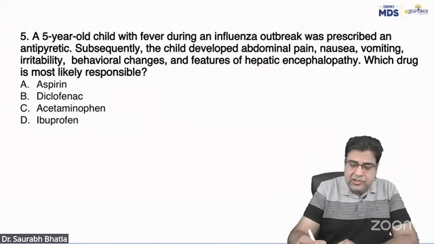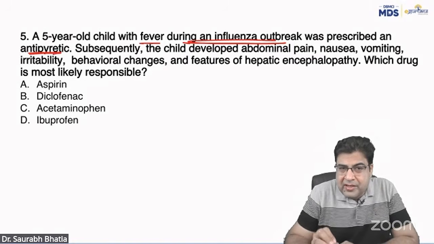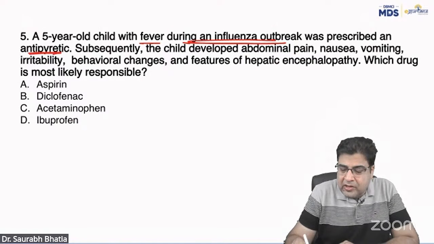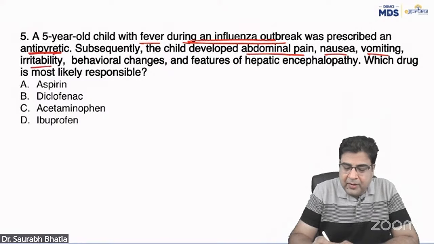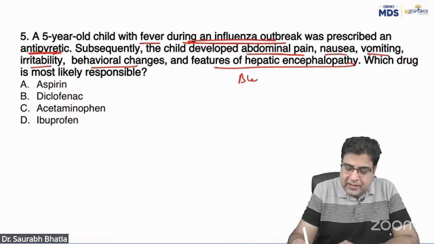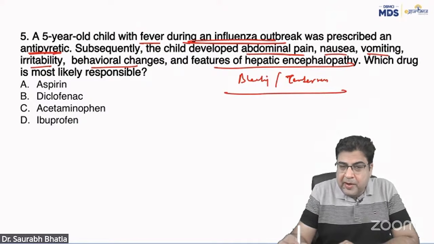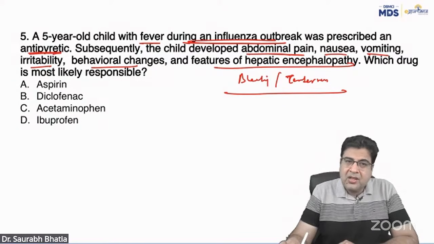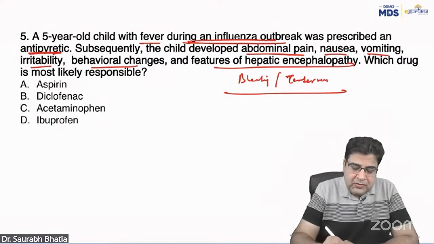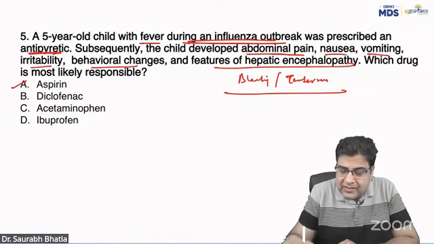A 5-year-old child with fever during an influenza outbreak was given an antipyretic drug. The patient has abdominal pain, nausea, vomiting, irritability, behavioral changes, and some features of hepatic involvement like bleeding and hepatic tenderness. Now which drug is responsible? Here there's a confusion. Aspirin is the answer. It's a case of Reye syndrome.